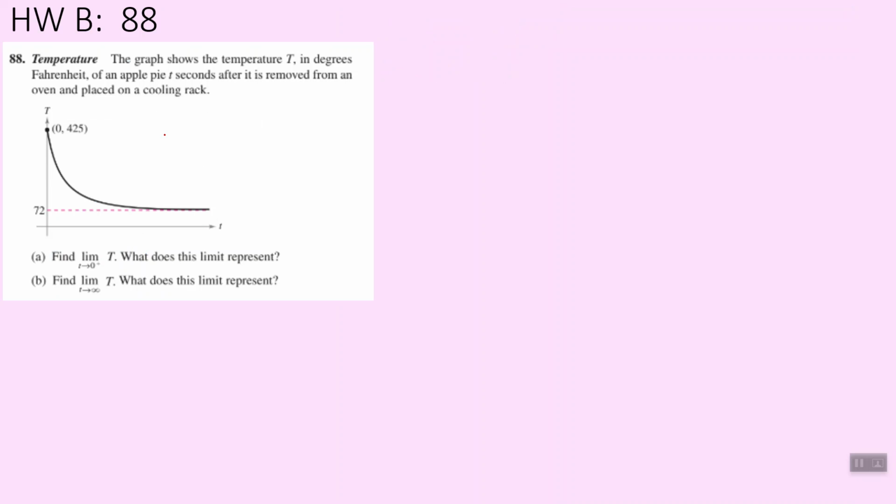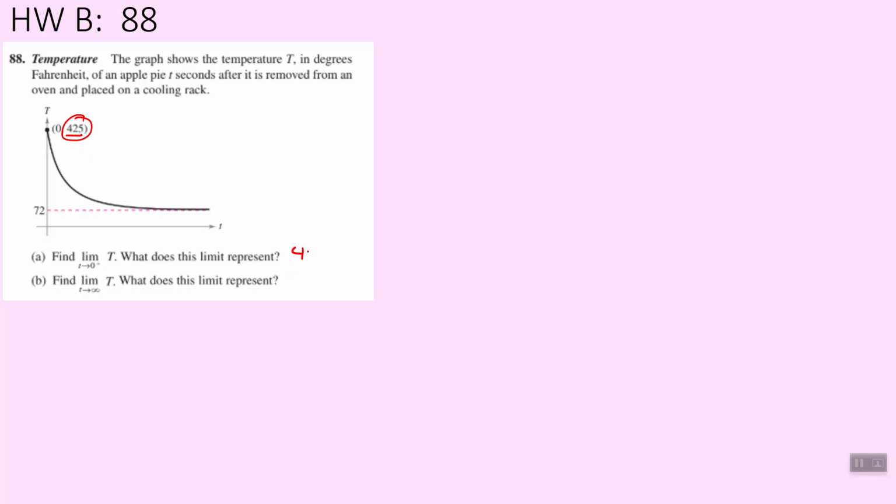Next we had was 88. So the graph shows the temperature T in degrees Fahrenheit of an apple pie T seconds after it is removed from an oven and placed on a cooling rack. So we take it from an oven, looks like it's 425 degrees in the oven at the start. So when it says find the limit as T goes to 0 from the right, what does that represent? Well, that limit is our starting temperature.